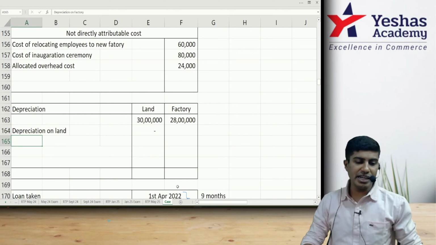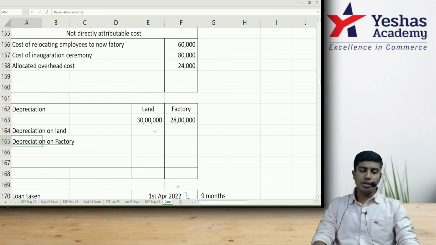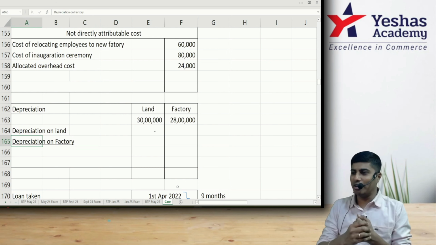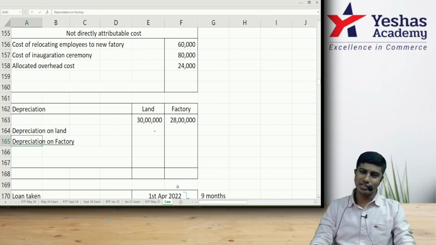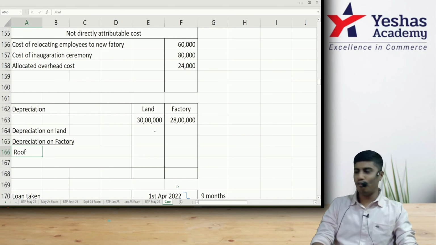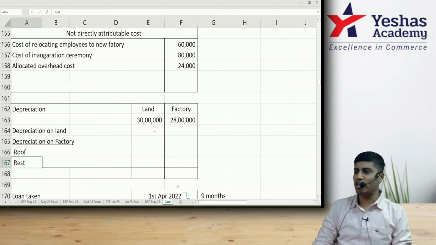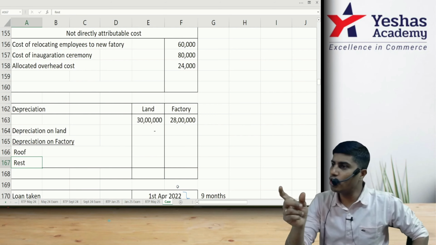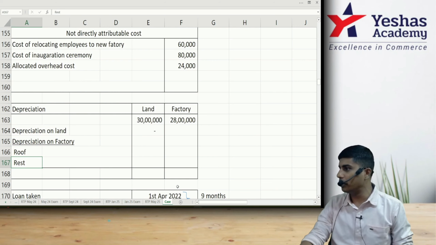Why? It has indefinite useful life. Now I should do depreciation on the factory. I would have done 28 lakh divided by just one number, but now I'd have to split it into two parts. 25% is roof, 75% is rest of the factory. Sir, why 25, 75? They've told us the roof constitutes 25% of the cost of the building.